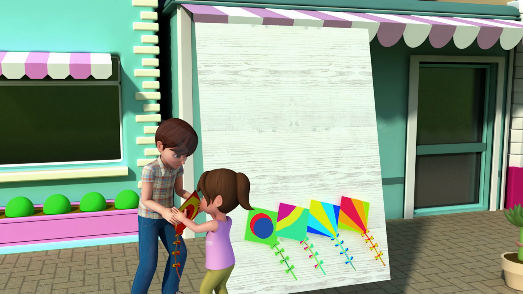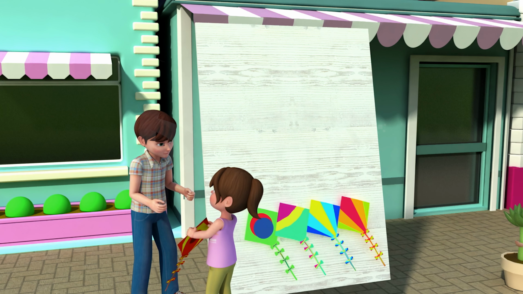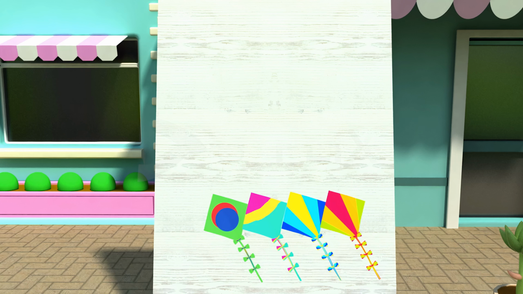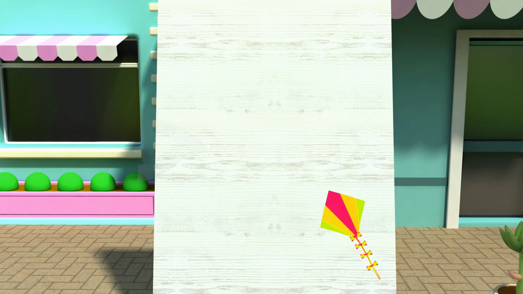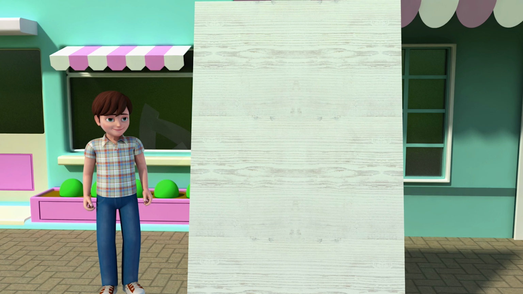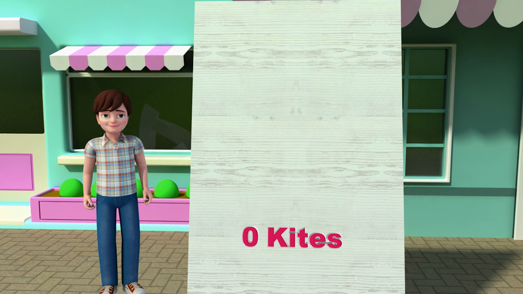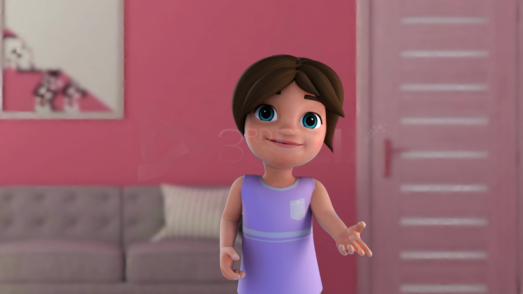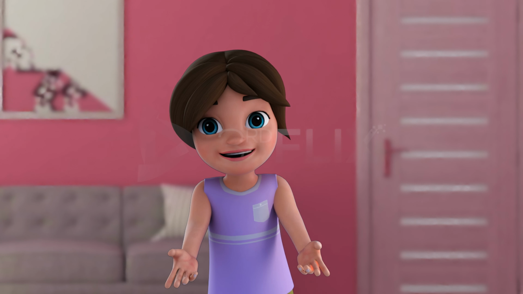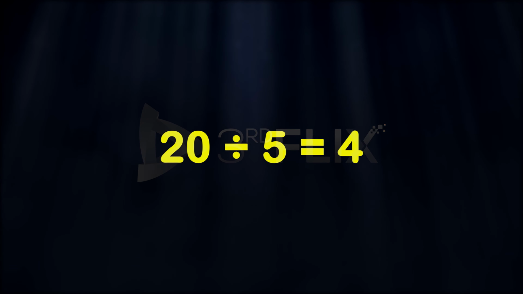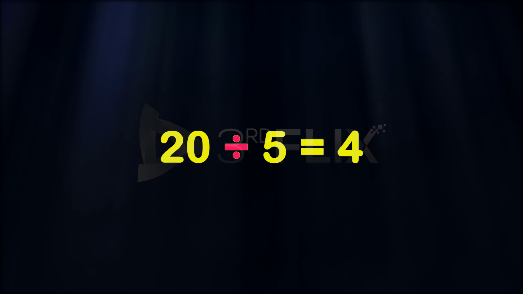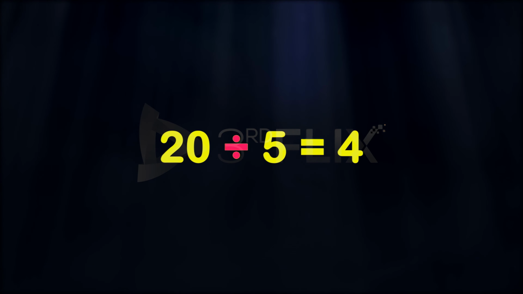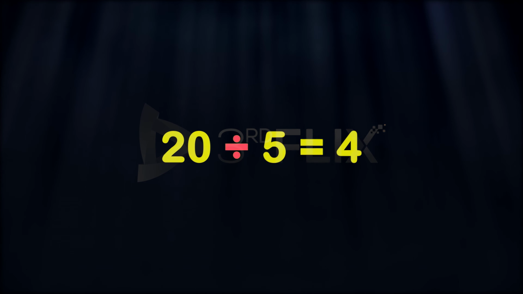And on Thursday, he sold the remaining 5 kites. Finally, he is left with 0 kites. When Robert sold the same number of kites every day, we show this repeated subtraction and it is called division. The symbol of division is divided by. 20 divided by 5 is equal to 4.